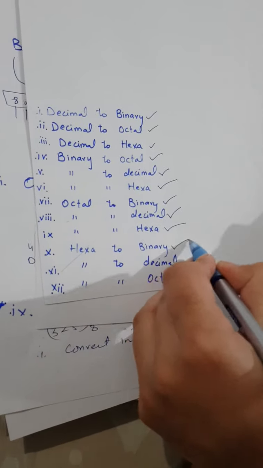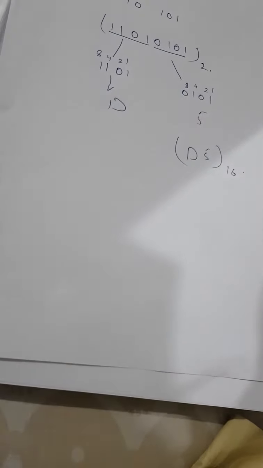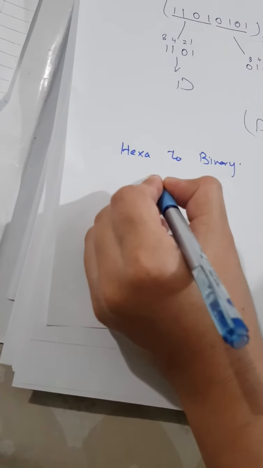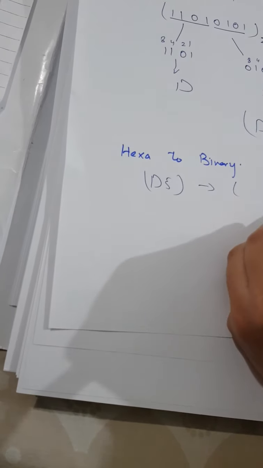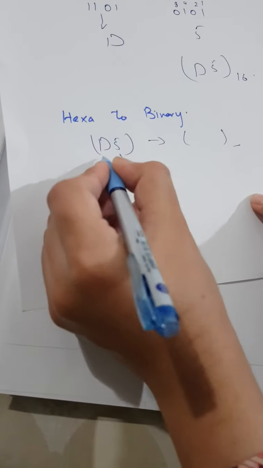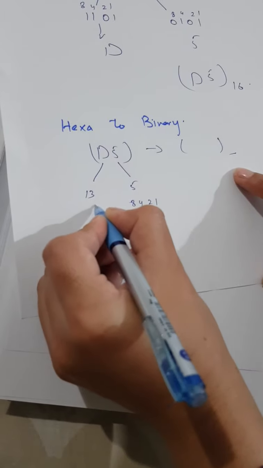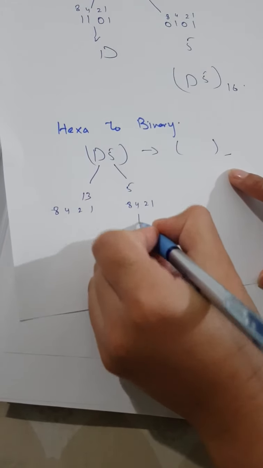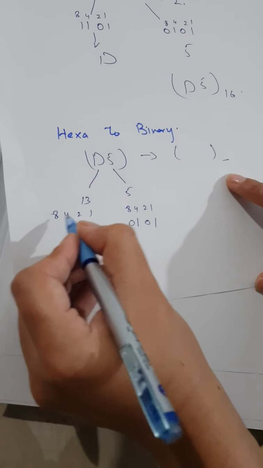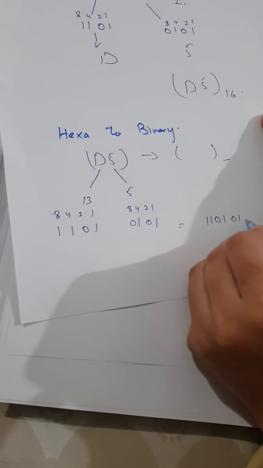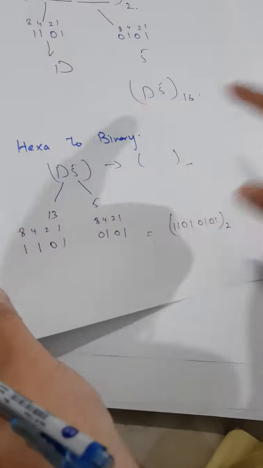Now the next is hexadecimal to binary. How will we do hexadecimal to binary? Again, the number of bits is important. The hexadecimal number is D5 and we need to convert it into binary. Hexadecimal is a 4-bit number system, so we will write 5 in 4 bits and D in 4 bits. This is 13, this is 5. 5 is 4 plus 1, 0, 0. For 13: 8, 9, 10, 11, 12, 13, so 8 plus 4 plus 1. In the end, we just combine those values. This is binary, so this is hexadecimal to binary.